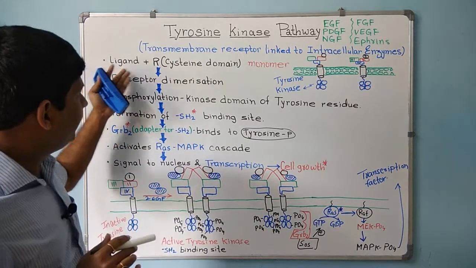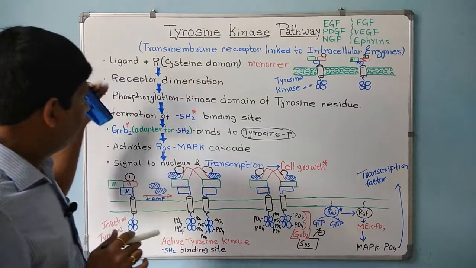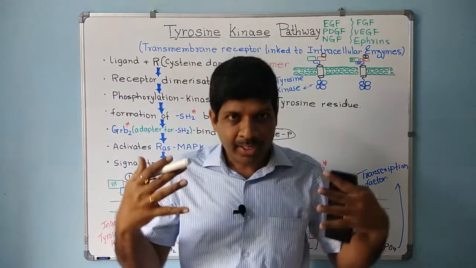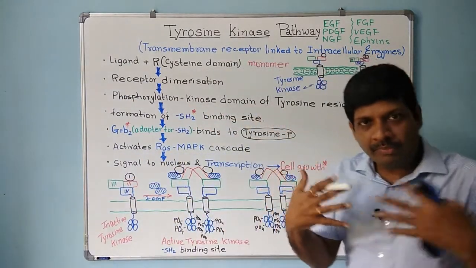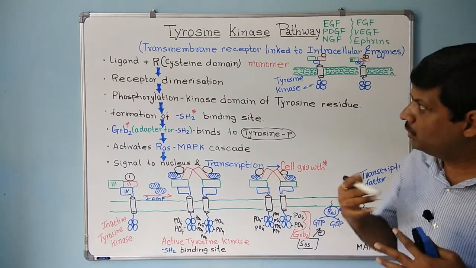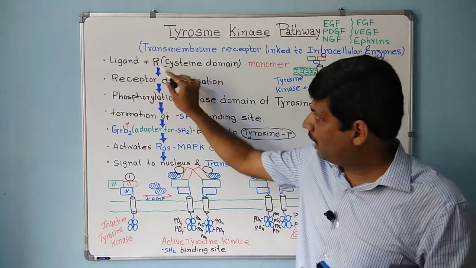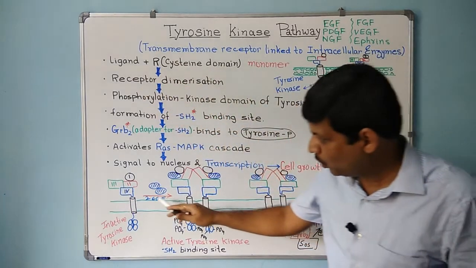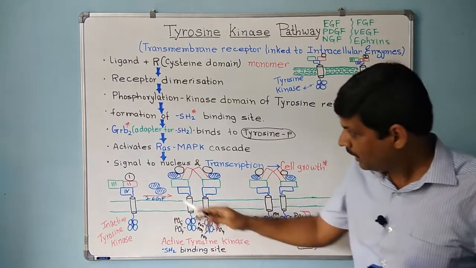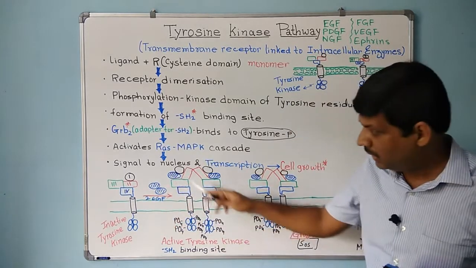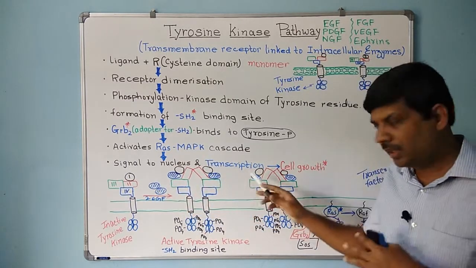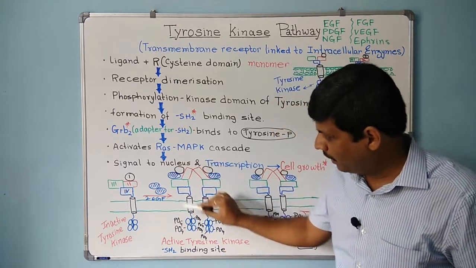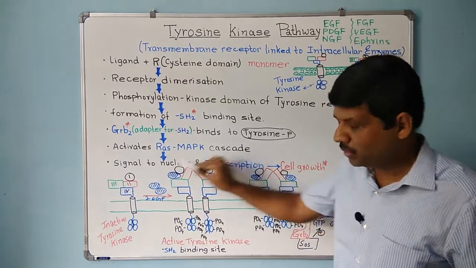Now when the ligand binds with the receptor, dimerization occurs, which means the two monomers come close to each other, bind with each other and form a single unit. So when the ligand binds with the cysteine domain, there is receptor dimerization. Here two molecules of EGF bind, one to one monomer and another to the other monomer, and then the receptors come closer and dimerization occurs. This whole structure is the dimerization of the receptor.